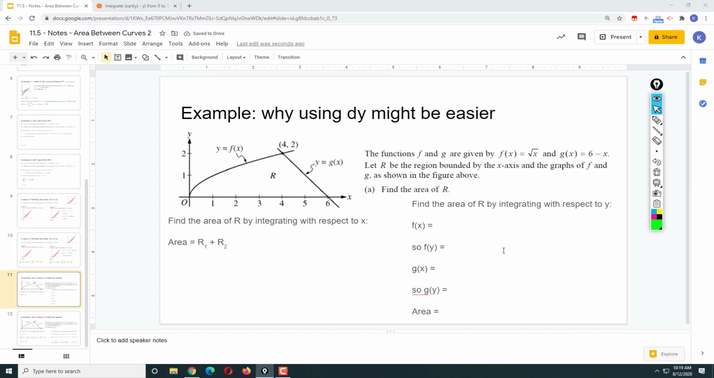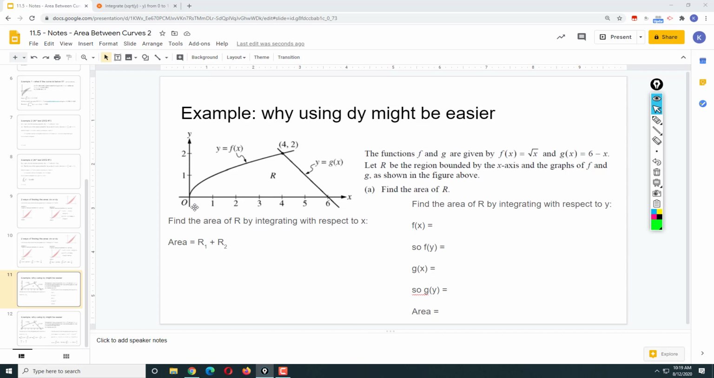Okay, let me take out the answers, so I actually have to do the problem. The functions f and g are given by f of x is equal to the square root of x, and g of x is equal to 6 minus x. Let R be the region bounded by the x-axis and the graphs of f and g as shown in the figure above. So they gave us a figure.